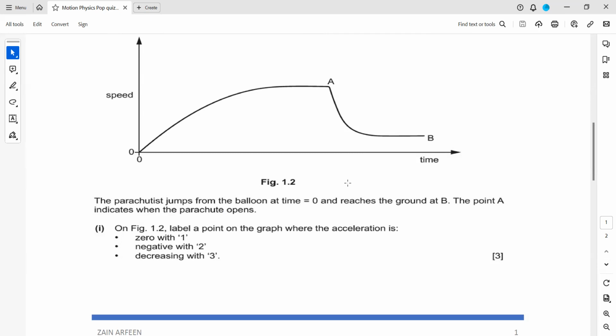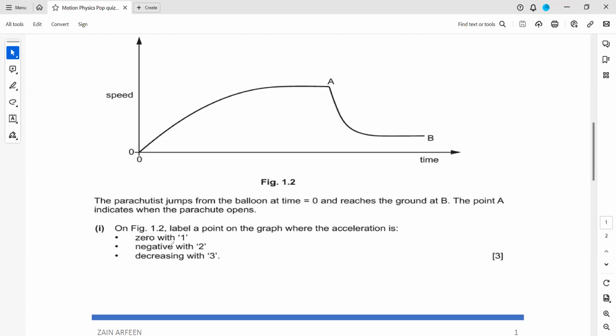On Figure 1.2, label the points on the graph where the acceleration is 0. So which point or position has zero acceleration? You can mention here that the term acceleration is 0 means that there is no change in the speed. So we can mention here P1, or you can also mention P1 here. These two points can be labeled as zero acceleration. Any one place you can mark this point where the acceleration is 0.